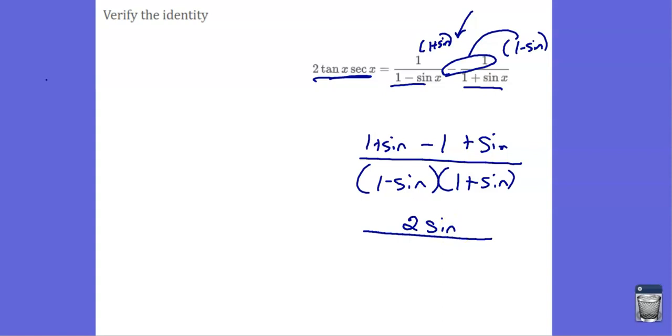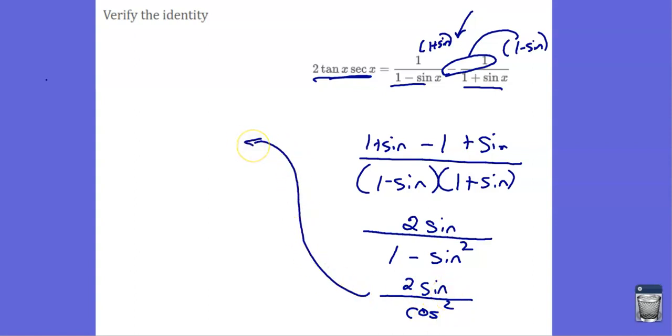And notice if I FOIL the bottom, I'm going to end up getting 1 minus sine squared. Now, 1 minus sine squared is the same thing as cosine squared. I'm running out of room, so I'm just going to continue it up here. Now, 2 sine over cosine times cosine. Notice what I did is I split that up. Instead of cosine squared, I'm just writing it as cosine cosine.